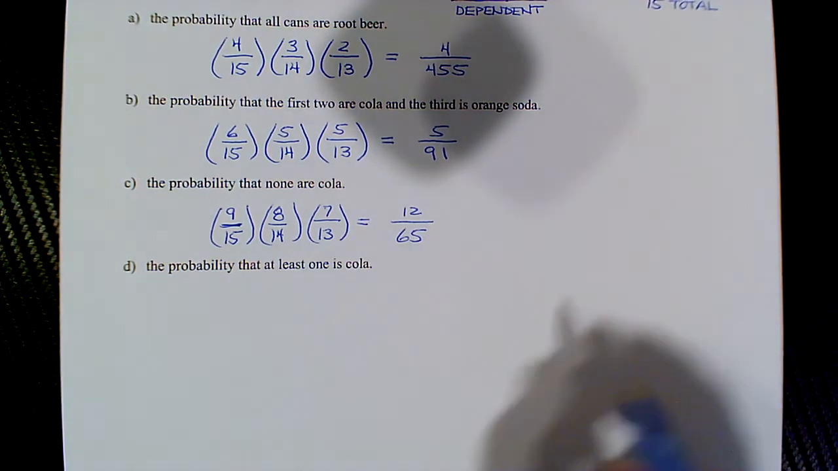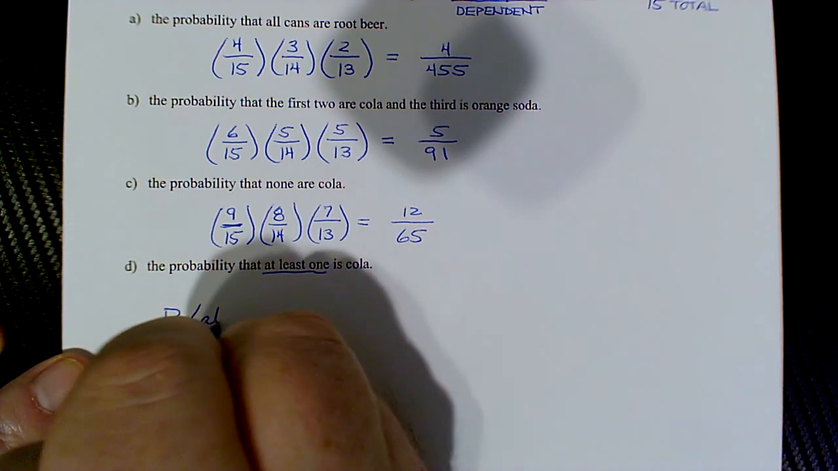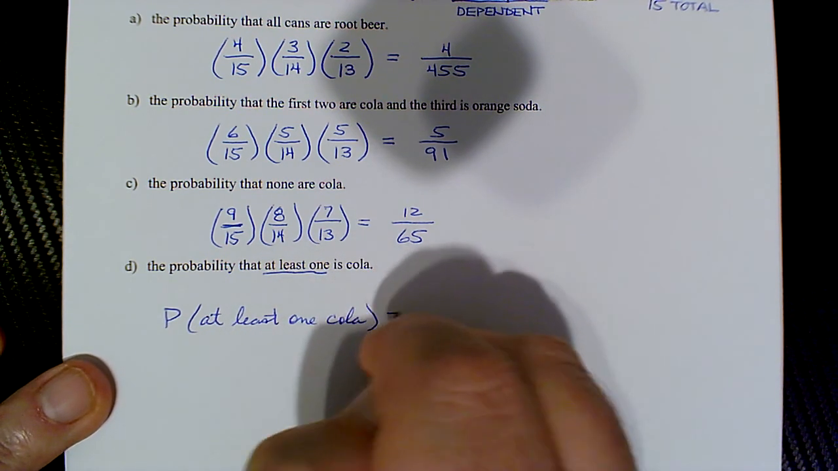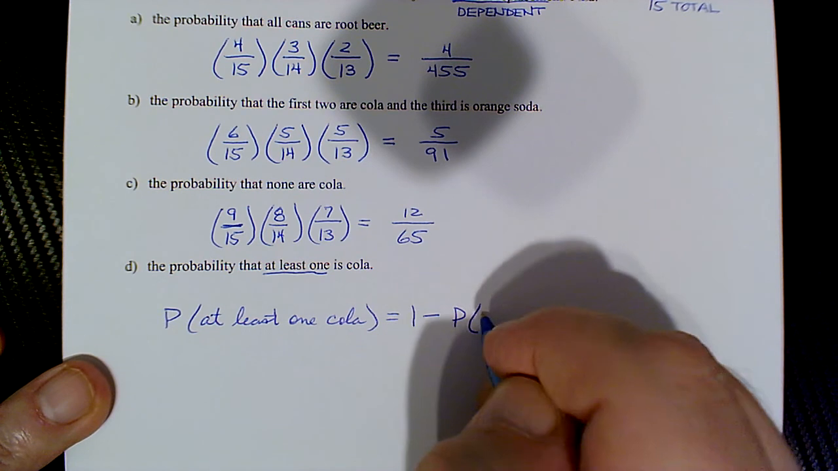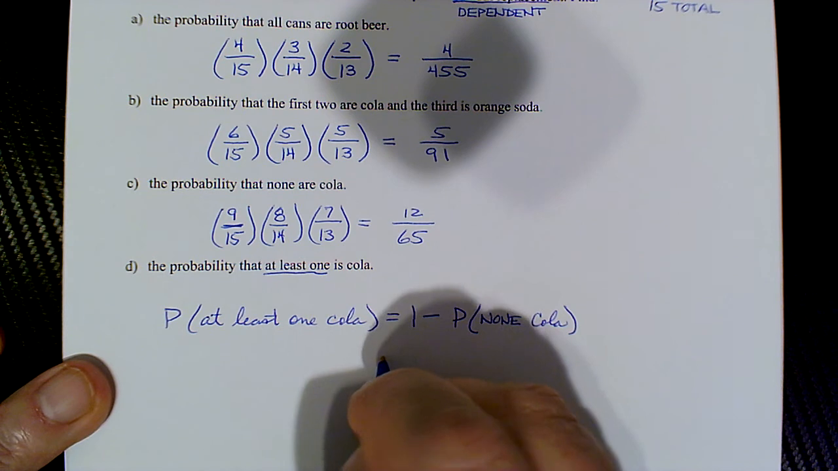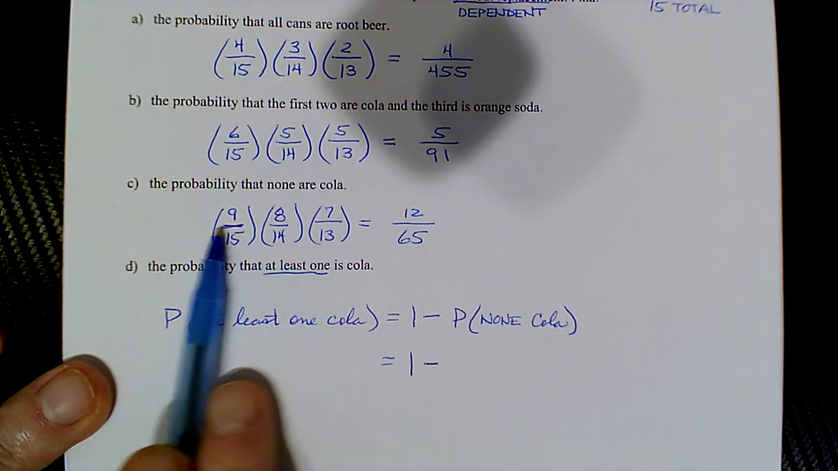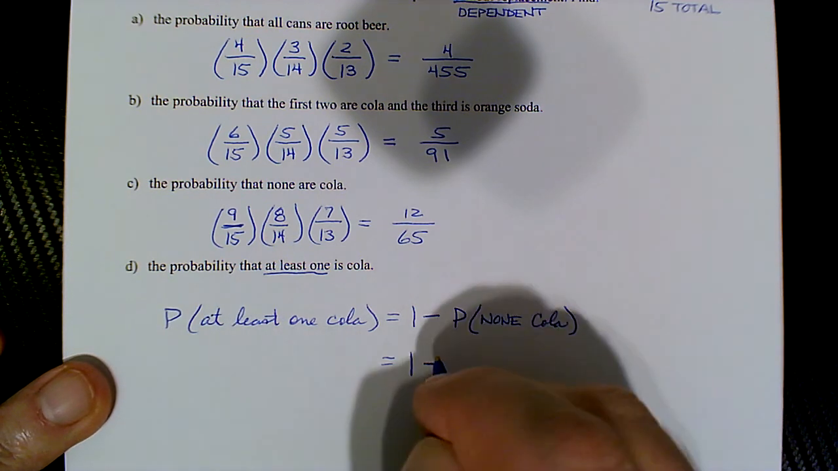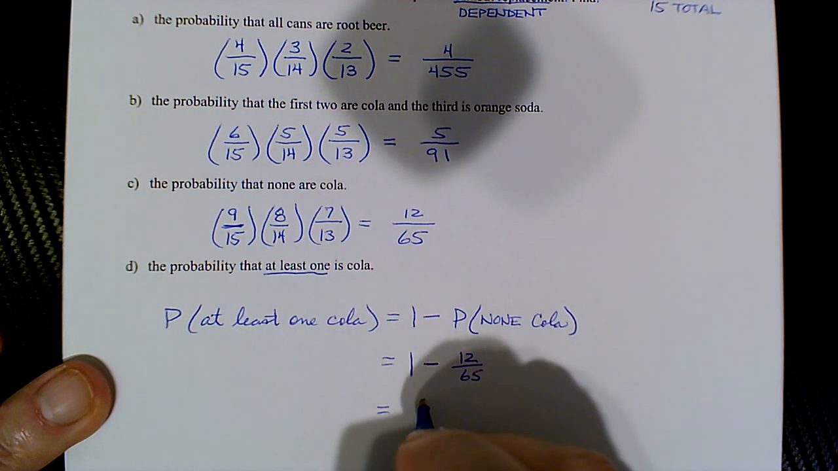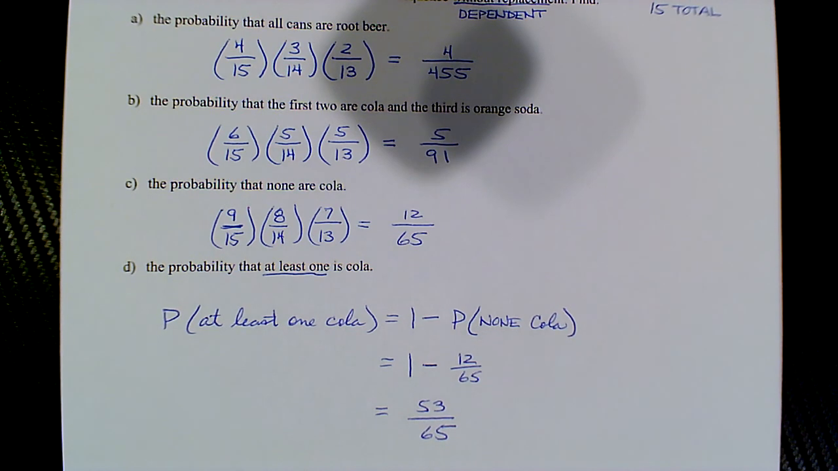And then here's the at least one again. Probability of at least one cola is going to be 1 minus the probability that none are cola. And so, nice thing about the way this question's set up, we just calculated the probability that none are cola. So 1 minus 12 over 65, which gives us 53 over 65. Okay, so that's the end of section 3.2.